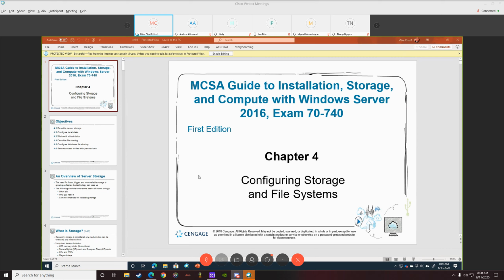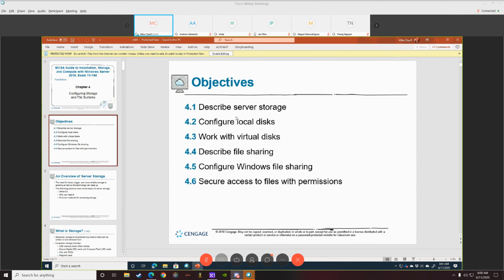And that's the objective of the chapter right here. We talk about how to describe server storage, which is, sometimes when we talk about storage, it depends on what you're trying to accomplish. Because we have a lot of different types of storage. Configure local disks. It doesn't say local disk, it says disks, which means you can have more than one disk.